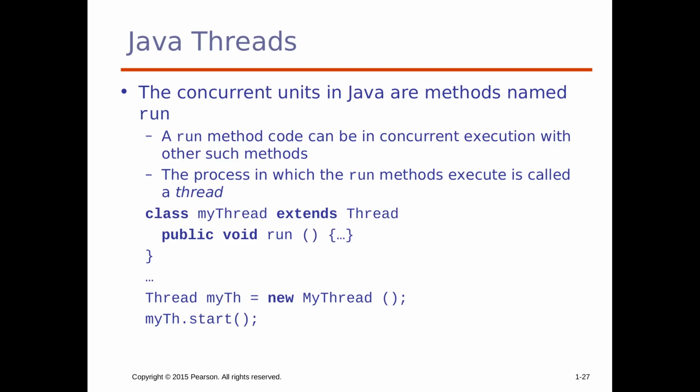This is where we will put our executing logic. Then we can create our new thread by saying Thread myth equals new MyThread, and then we call start on the thread. So we explicitly invoke that thread, and it will go off and run in its own thread of control outside of our main thread, or whatever thread we did this from.